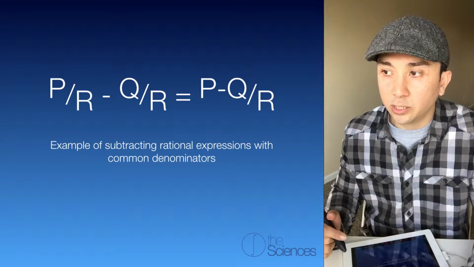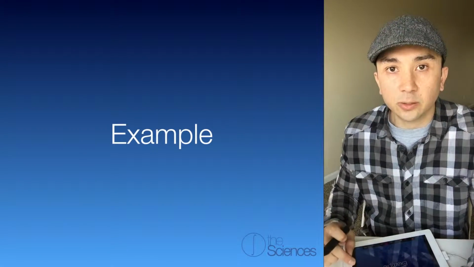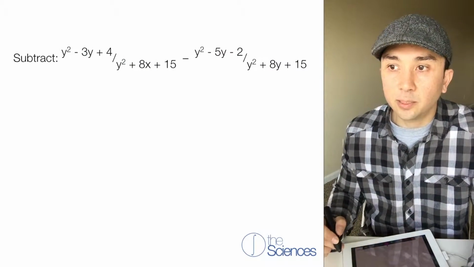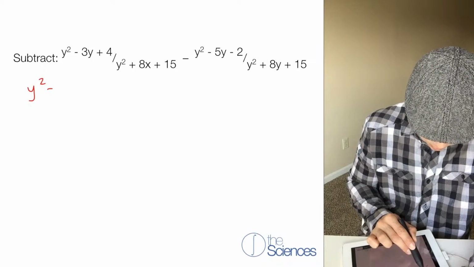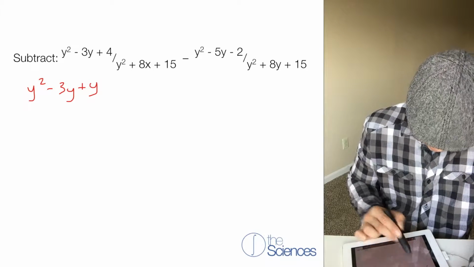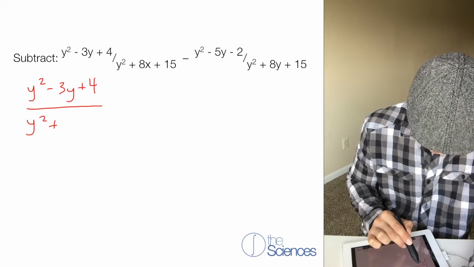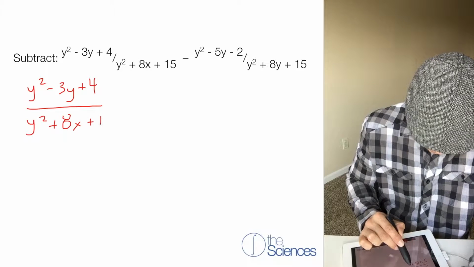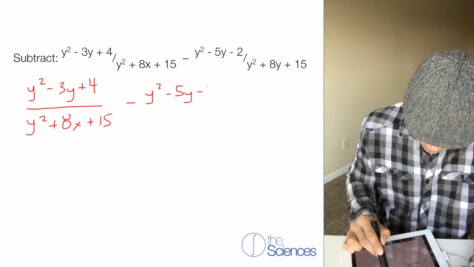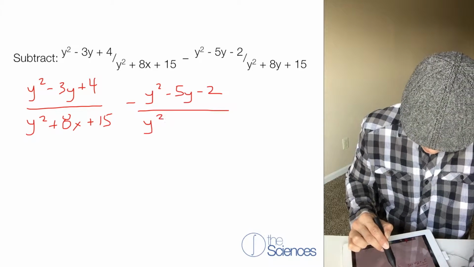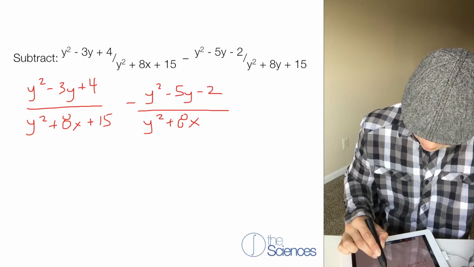Same thing with subtraction, except this time, instead of adding, we're going to be subtracting. So let's do an example. Let's subtract y squared minus 3y plus 4 divided by y squared plus 8x plus 15 minus y squared minus 5y minus 2 over y squared plus 8x, that should be an x, plus 15.